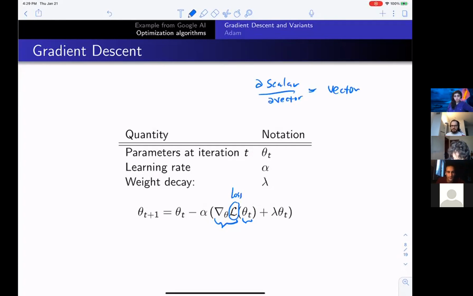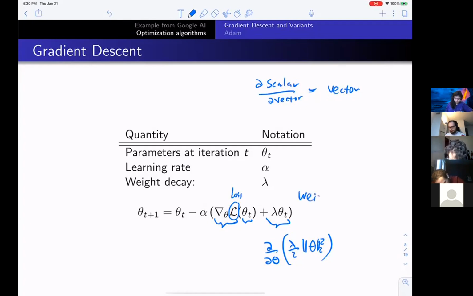Now, because we had the extra ridge regularization term, which is actually called weight decay in deep learning, you get this extra term, which is what happens if you differentiate with respect to theta, lambda over 2, the norm of theta squared, right? So if you differentiate the ridge regularization term, you get this plus lambda theta t. And this is called weight decay. Now, so this is called a gradient, right? This is a gradient. Now, the optimization is very simple.